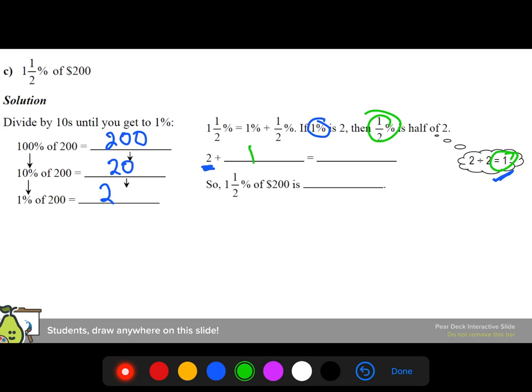So we can combine them together. 1% is 2, 0.5% is 1. Add those together to get an answer of 3. So 1.5% of $200 is $3.